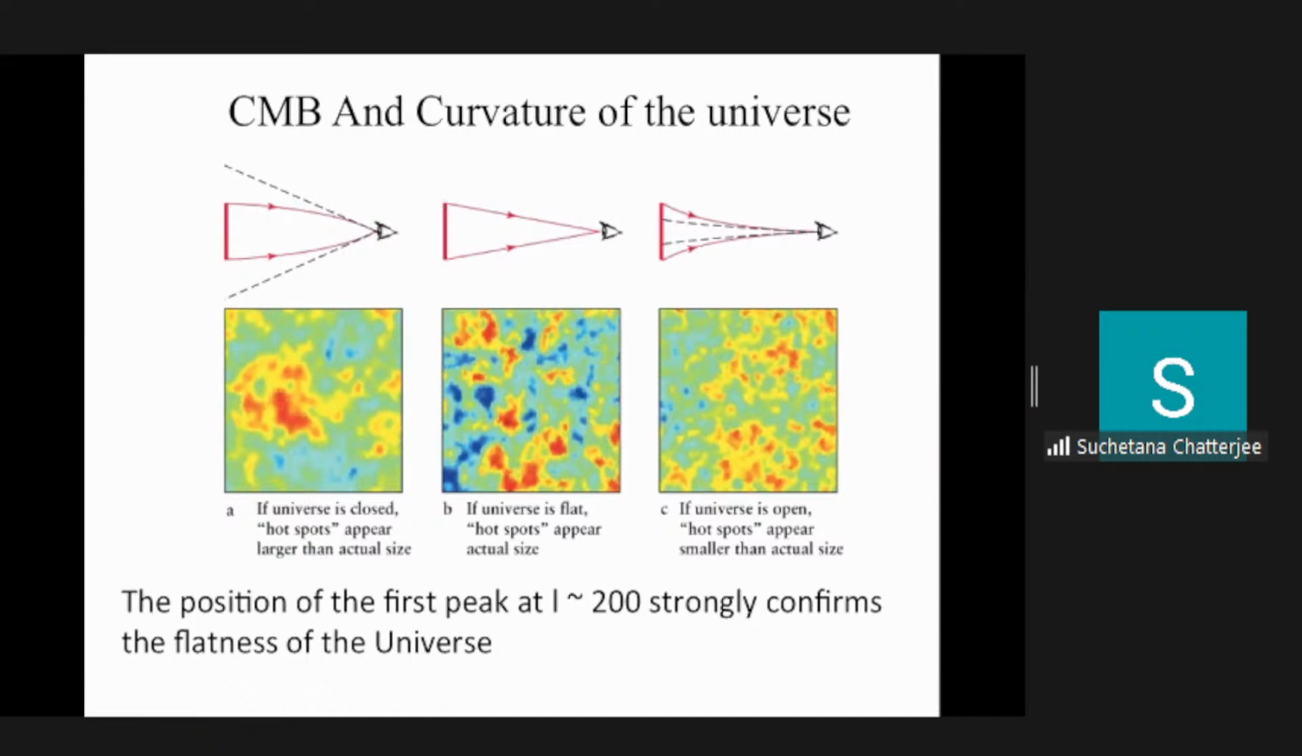It's actually related to the geometry of the universe. So if it's positively curved, hotspots appear larger than actual size. If the universe is flat, a hotspot appears according to its actual size. If the universe is open, that means negatively curved, hotspots appear smaller than actual size. Now smaller means smaller theta, larger means larger theta, and larger theta means small multipole moment, small l, and small theta means large l.